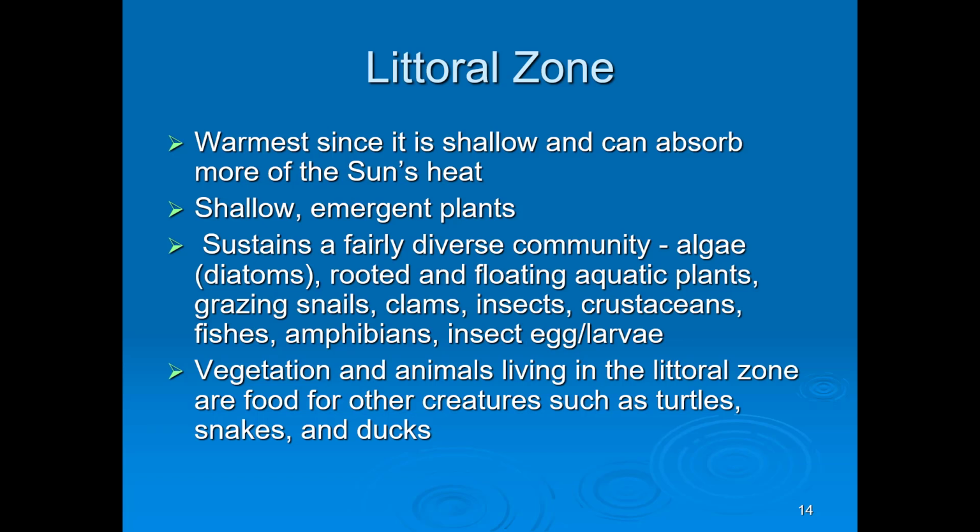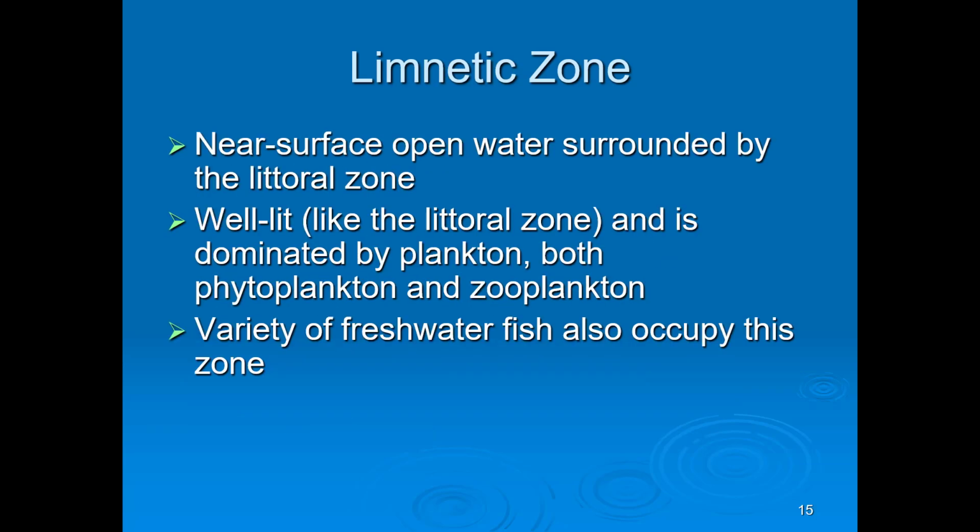Littoral zones are going to be the warmest because they're the shallowest. Fairly diverse community because if there are plants, then you have little guys who can hide in the plants. And it also acts as a place where other animals that do not live in the lake full time can find food. The Limnetic Zone, again, it's well lit, and this is where you have phytoplankton and zooplankton, and a variety of freshwater fish. If you need a specific one, you can say freshwater bass.